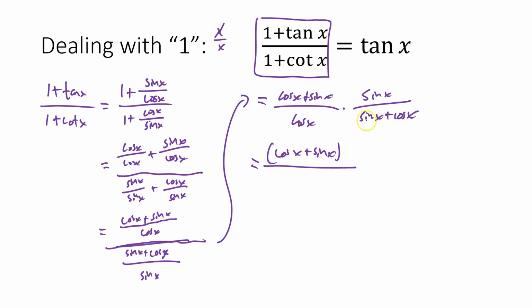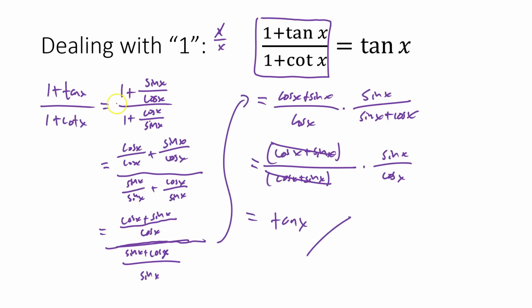Now I can use commutativity to rewrite this as cosine x plus sine x, and then it's multiplied by sine over cosine. So just some commutativity of both multiplication and addition that I used there to rewrite that. Well, the left side here just cancels. Same factor on the top and bottom, so they're gone. So we have sine x over cosine x, which is tangent x. Okay, so tan x is the same as the left side, as long as we're in the right domain there.